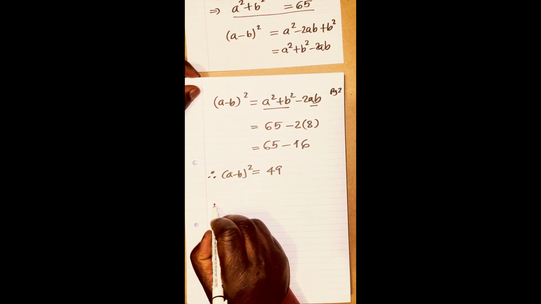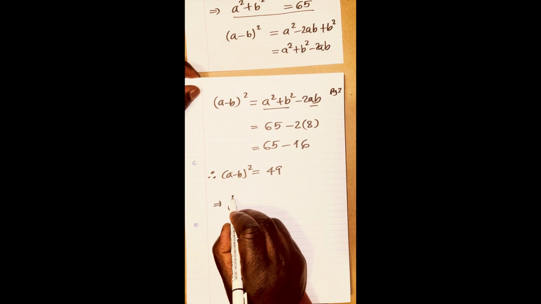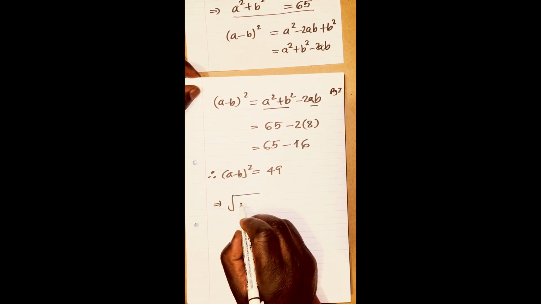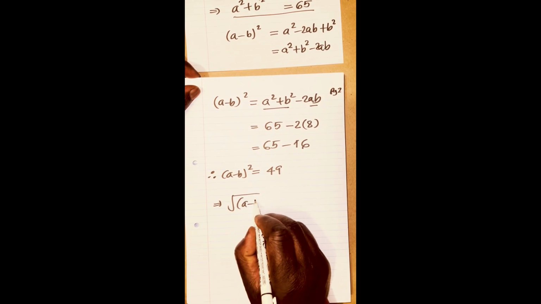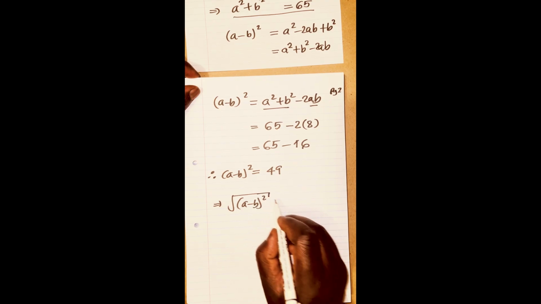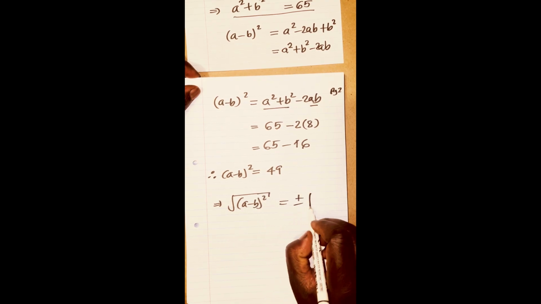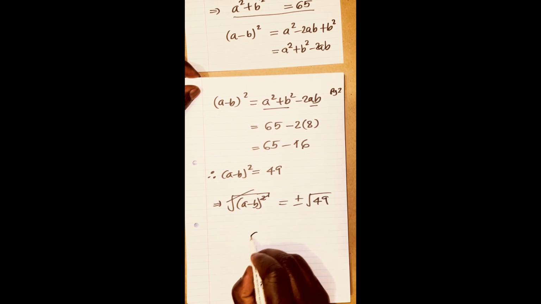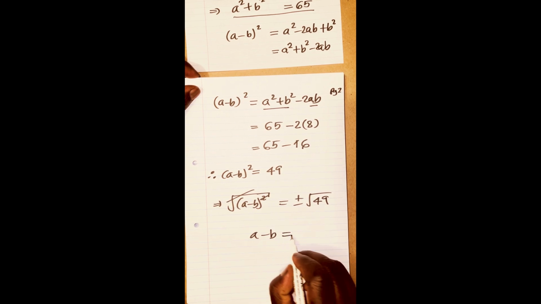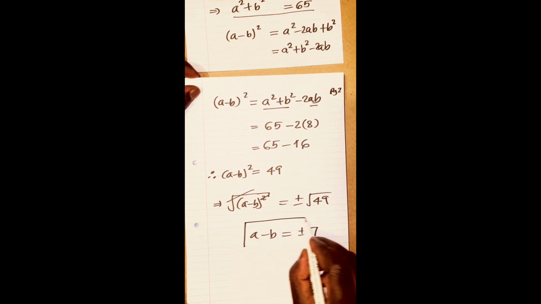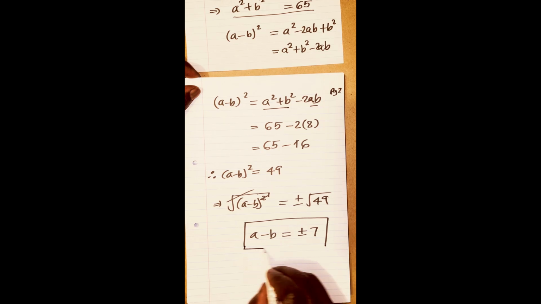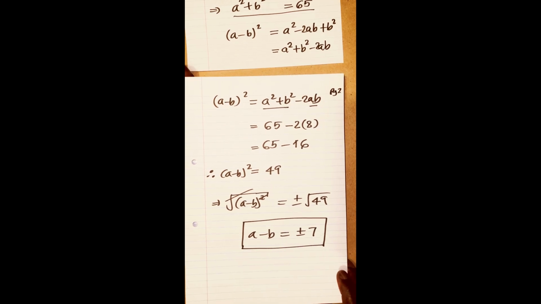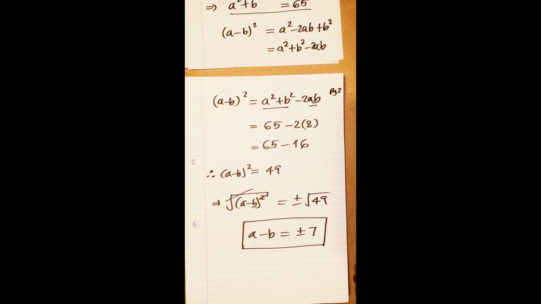If we take the square root on the left hand side of a minus b all squared, the answer will be equal to plus or minus the square root of 49. And this cancels that. So a minus b must have a value of plus or minus 7. The question required us to work out the numerical value of a minus b, and that's exactly what we've done, without knowing what a is and without knowing what b is.